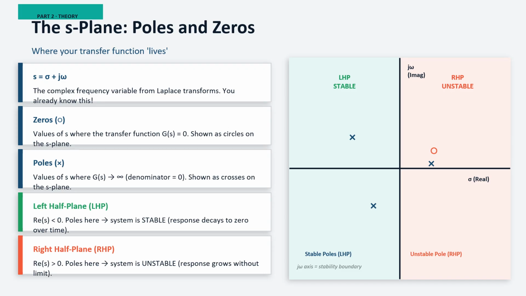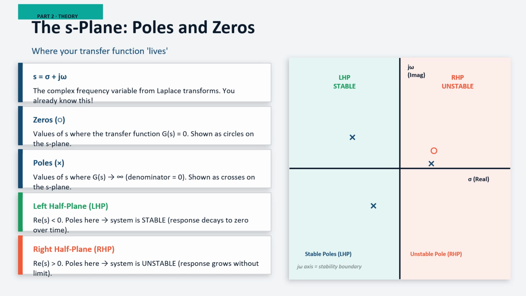Now let us understand the S-plane. In control systems, we use s equals sigma plus j omega. This is a complex number. The horizontal axis is the real part. The vertical axis is the imaginary part. In this plane, we plot poles and zeros. Poles come from the denominator. Zeros come from the numerator.